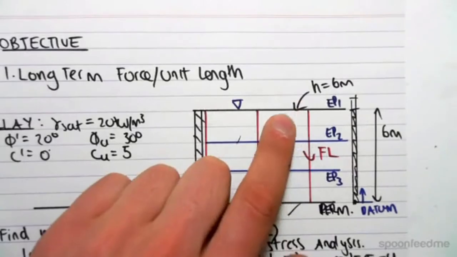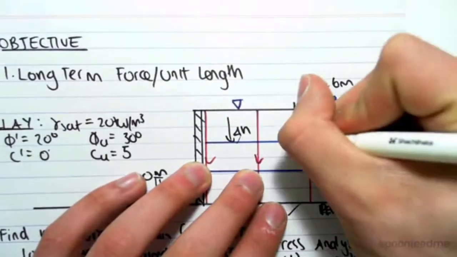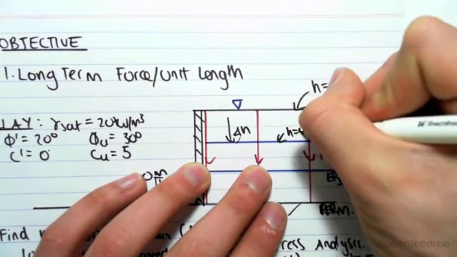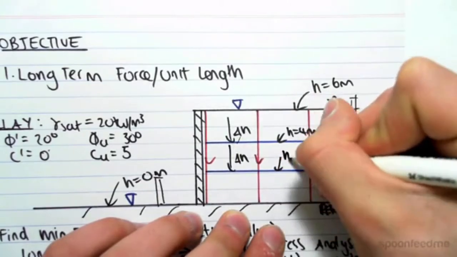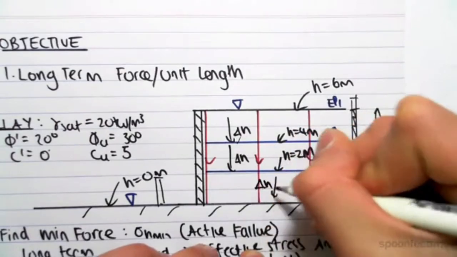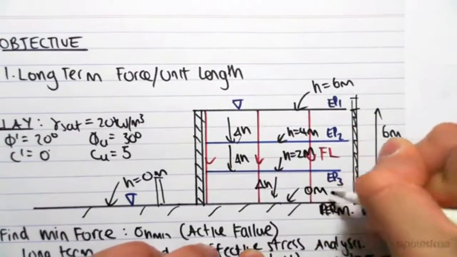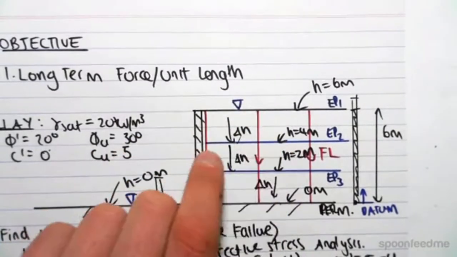So that means that the head here is 6 meters. We're going to drop by a change in head, which means that the head here is 4 meters. We're going to drop by another change in head, which means that the head at this one is 2 meters. And then eventually we'll drop by another, which means that the head value here is 0 meters. So 6, 4, 2, and 0. So we've found the head at every single EP.